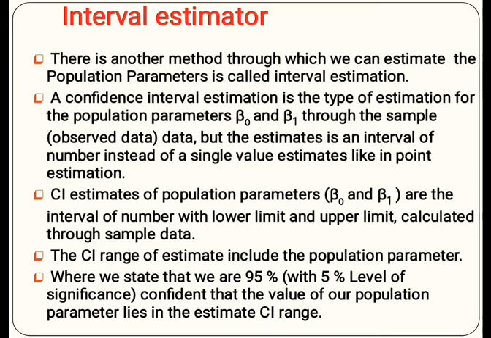This confidence level depends on the level of significance. If you have alpha, that is 5%, then the confidence level will be 1 minus alpha, meaning 1 minus 5%, meaning 95%, that we are 95% sure that the value of the population parameter lies within this confidence interval range.